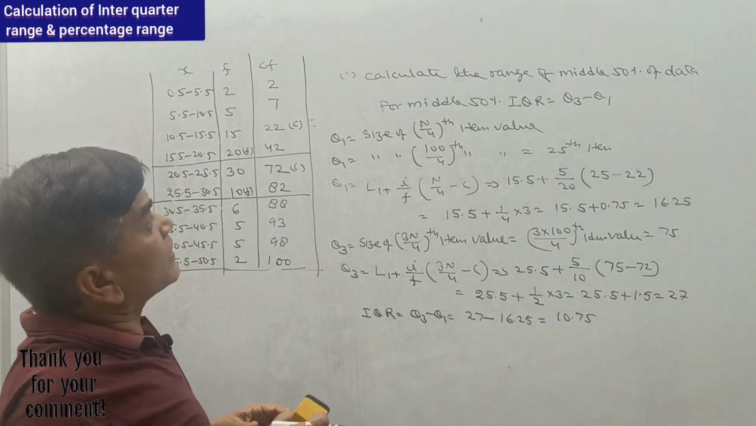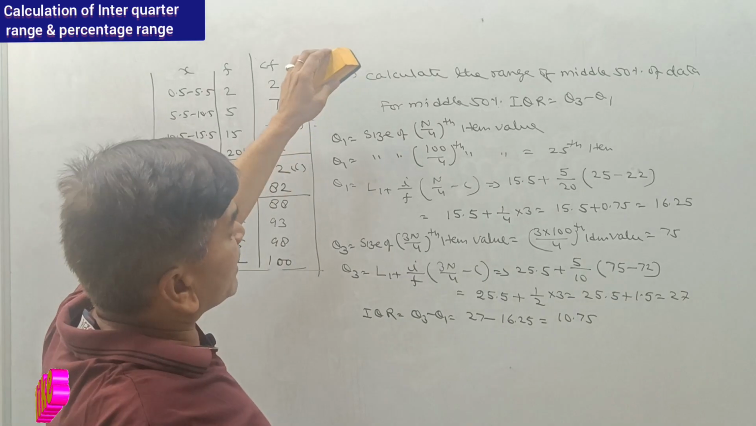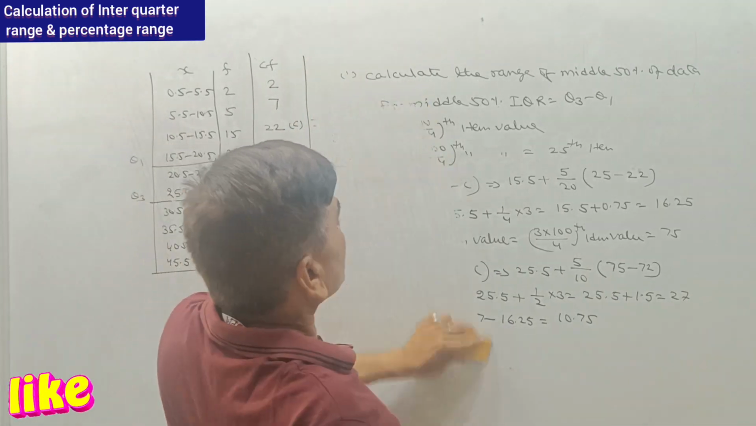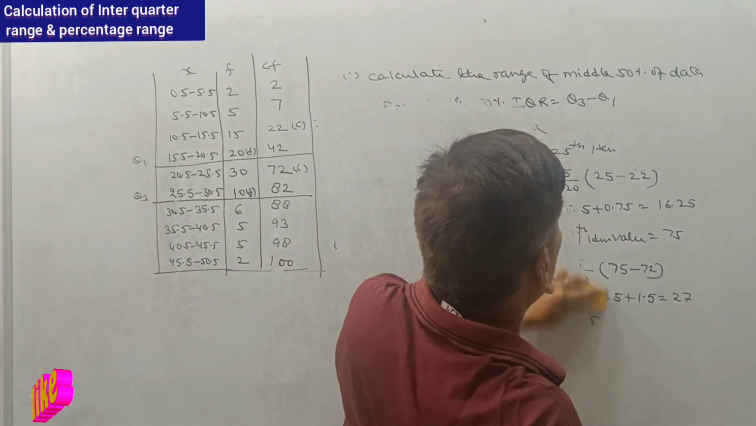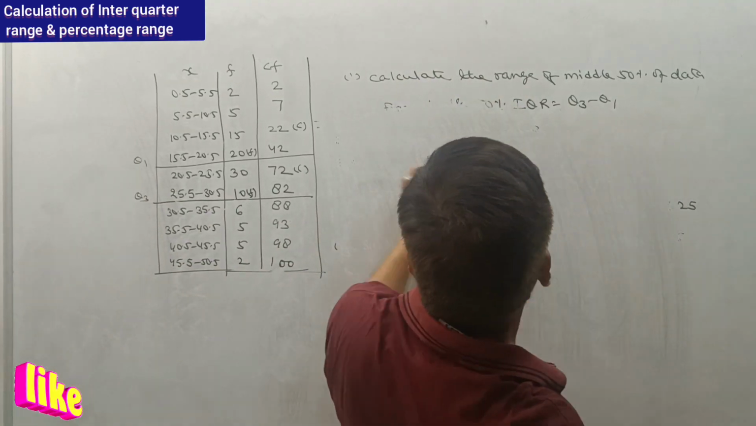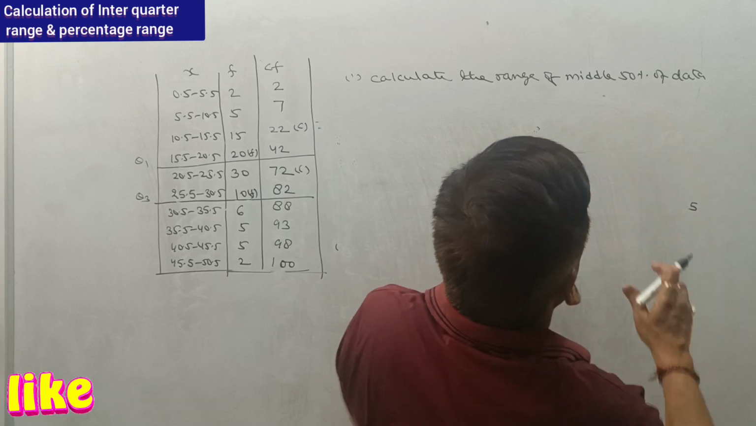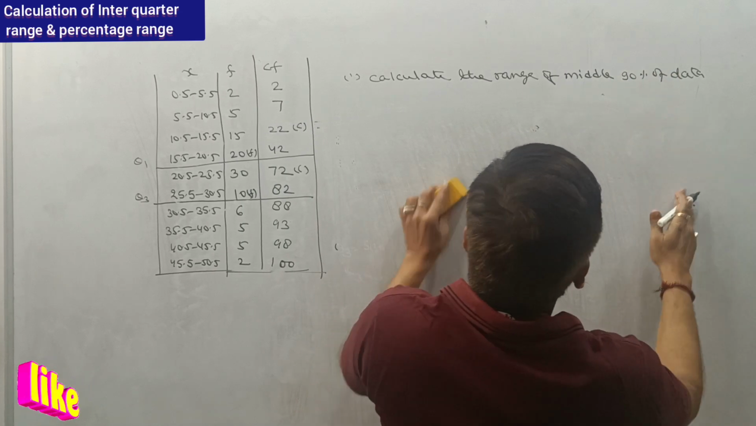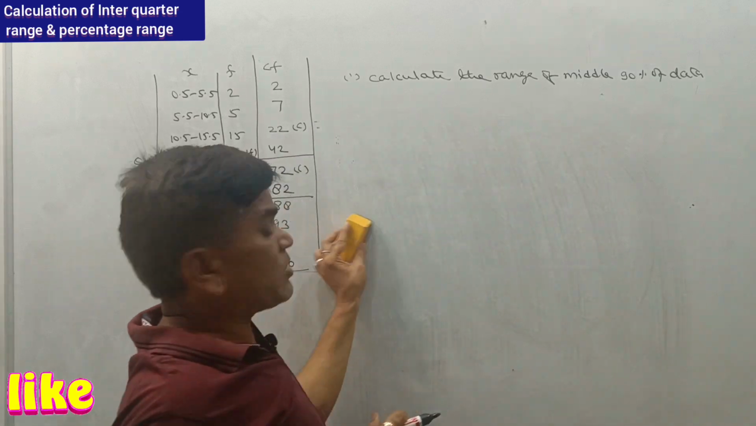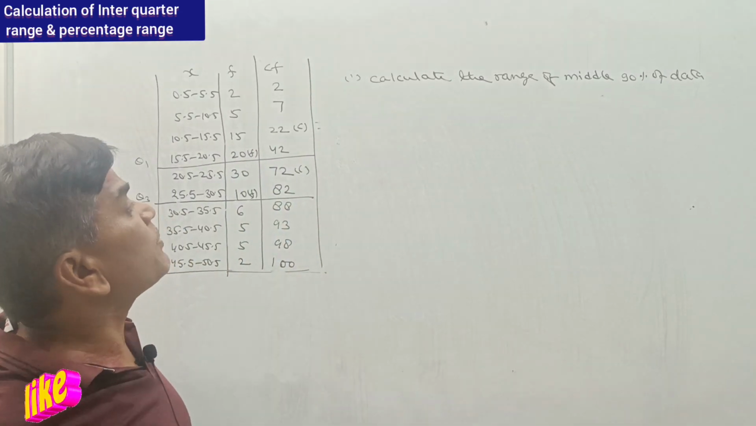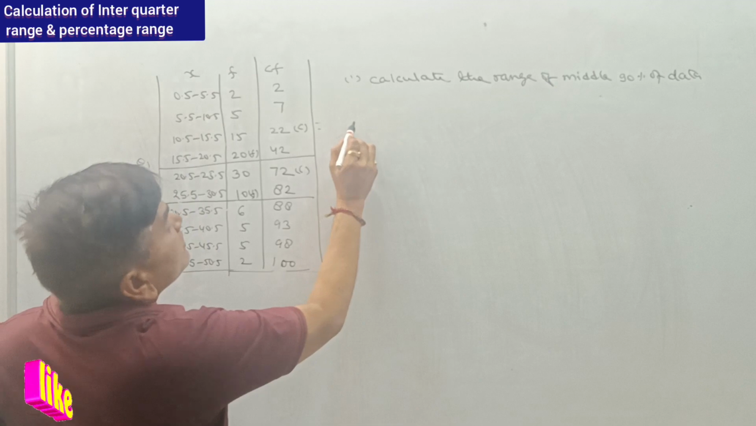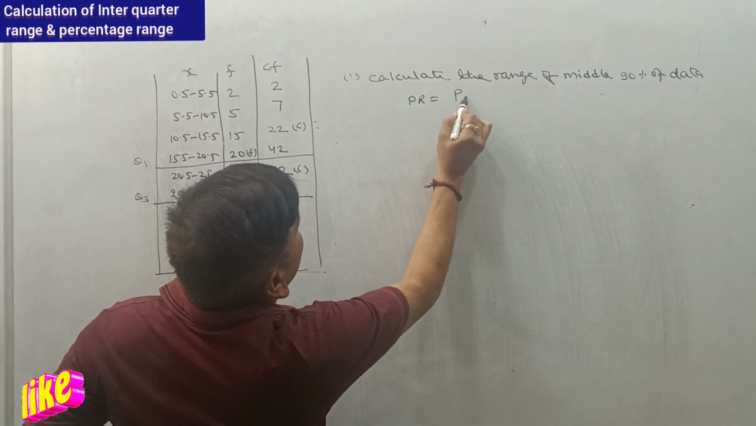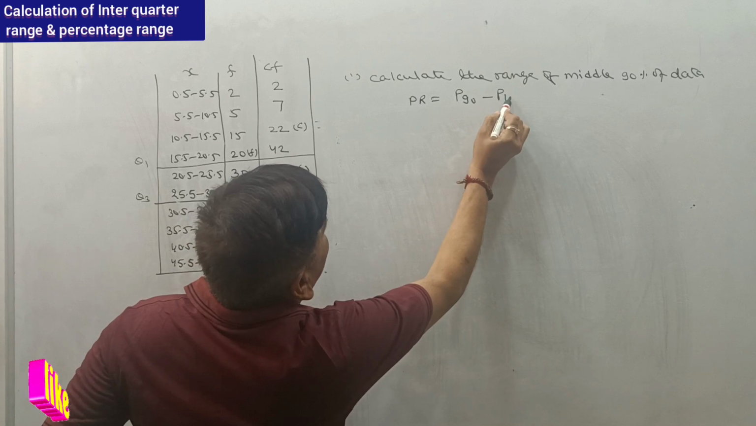Next one, we are to calculate the middle 90% of the data. The second question given is: calculate the range of middle 90% of the data. For getting the percentile range, we have to calculate P90 minus P10.